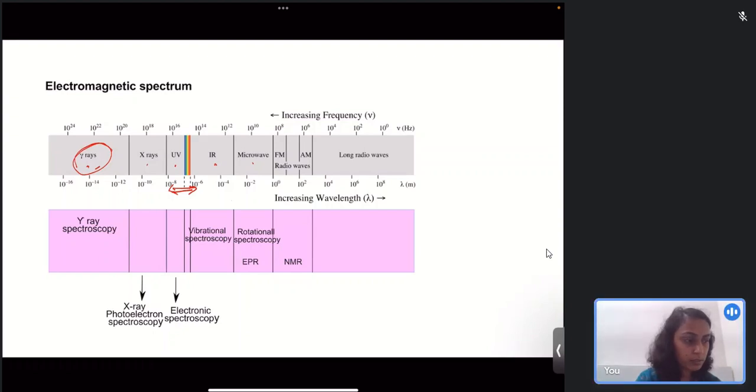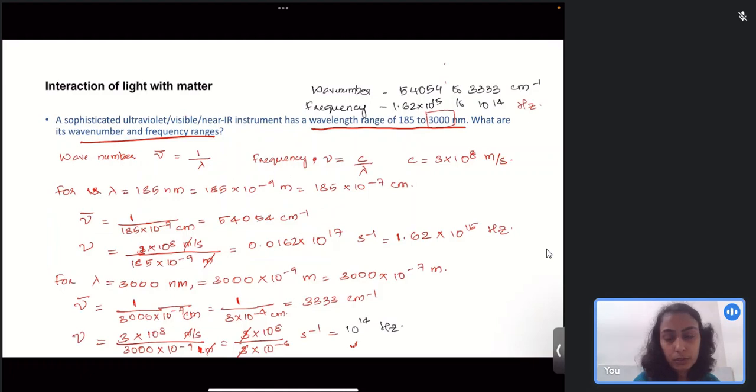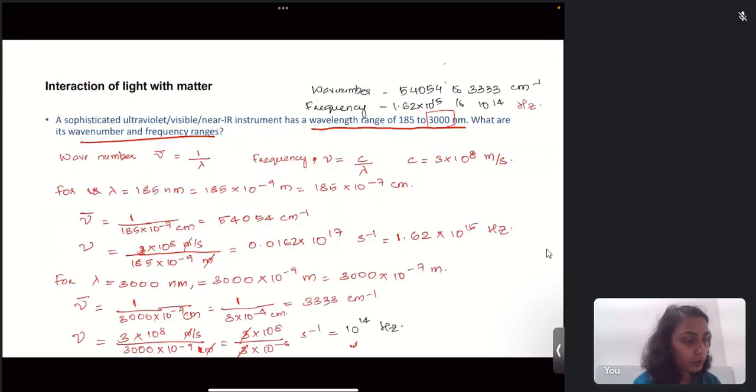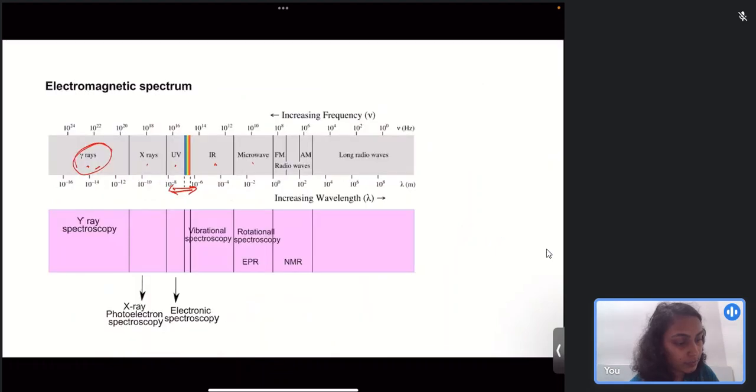Are you talking about this question? Okay. So if that was the case, it is somewhere here, right? 10 to the power 14 to 10 to the power 15 hertz in frequency.